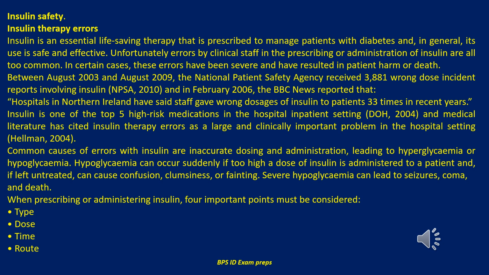Hypoglycemia can occur suddenly if too high a dose of insulin is administered to a patient and, if left untreated, can cause confusion, clumsiness, or fainting. Severe hypoglycemia can lead to seizures, coma, and death. When prescribing or administering insulin, 4 important points must be considered: 1. the type, 2. the dose, 3. the time, and 4. the route of administration.